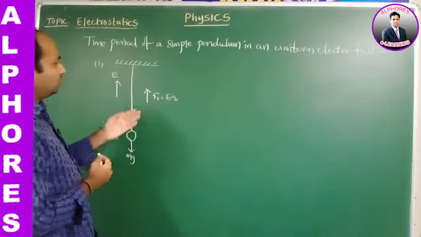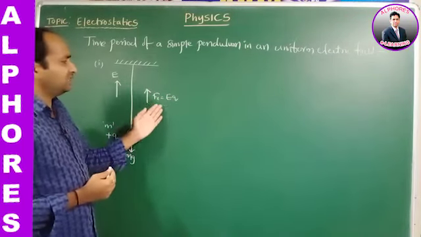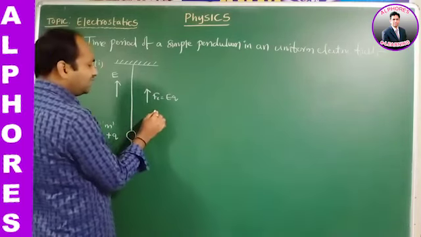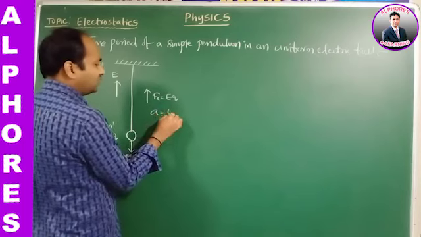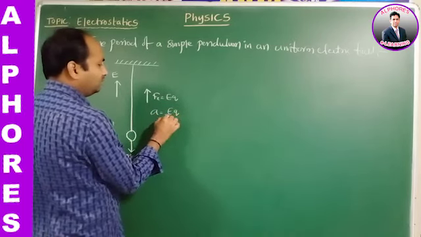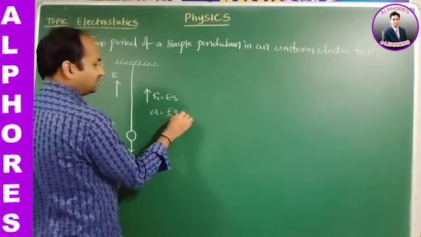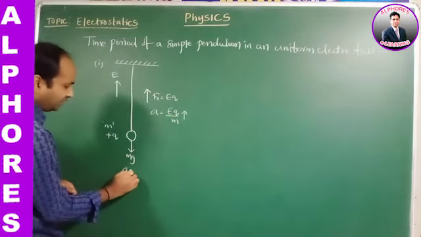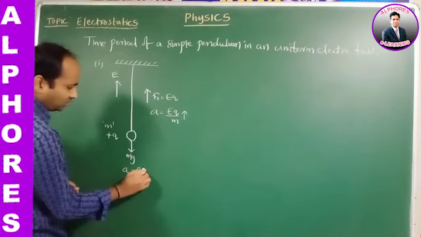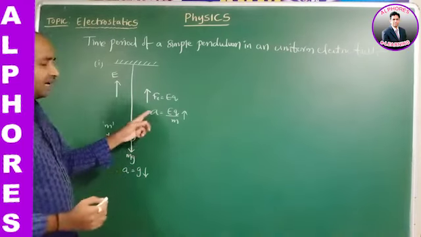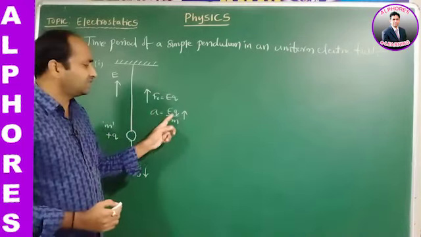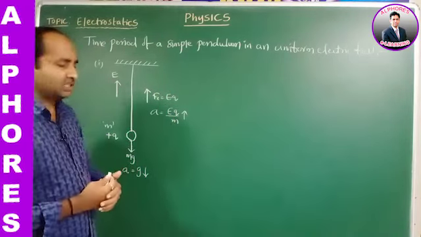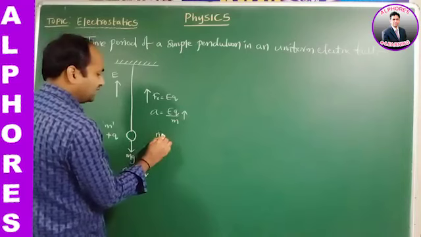So when the electric force Fe is equal to Eq acting upwards, the acceleration due to the electric field, a is equal to Eq by m, is also upwards. The acceleration due to gravity, a is equal to g, downwards. Then what is the net acceleration here?